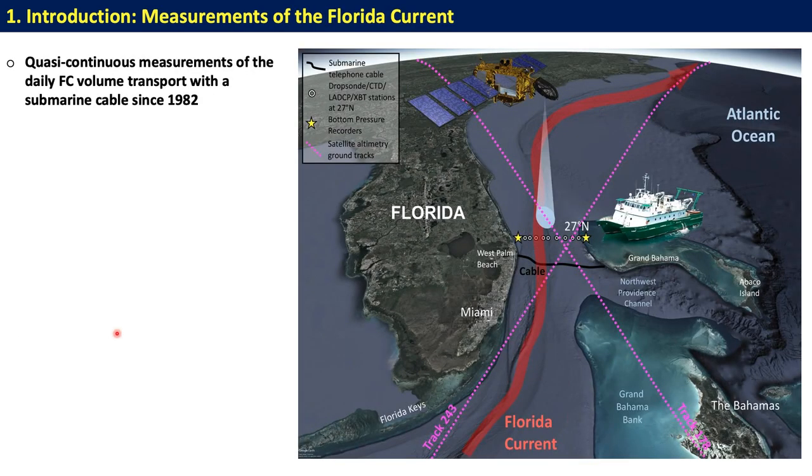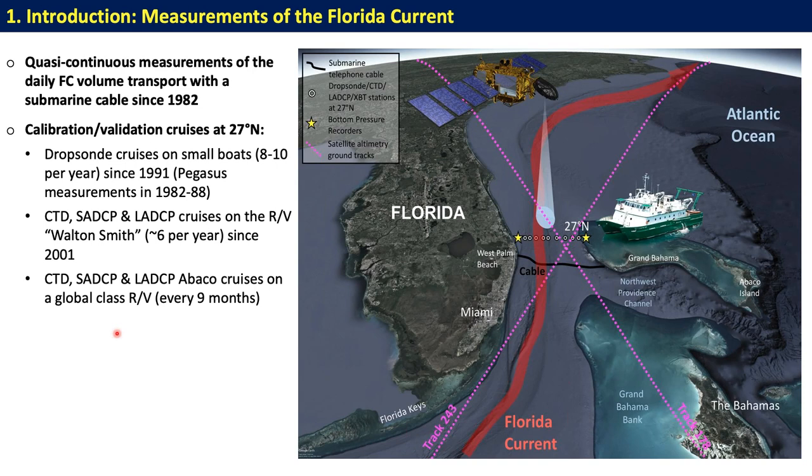To observe the Florida Current, NOAA AOML has used a retired submarine telephone cable that lies between Florida and the Bahamas. The voltage induced on the cable by charged particles in the seawater carried by the Florida Current can be calibrated into transports using section volume transport data. The section data we collect consists of dropsonde and XBT data collected during one-day cruises on small fishing boats at 27 north, and CTD and ADCP cruises on board the research vessel Walton Smith, and also during less frequent cruises on global class research vessels. The cable records are daily and nearly continuous since 1982. As of today, the cable records constitute the longest quasi-continuous climate record of a boundary current in existence.